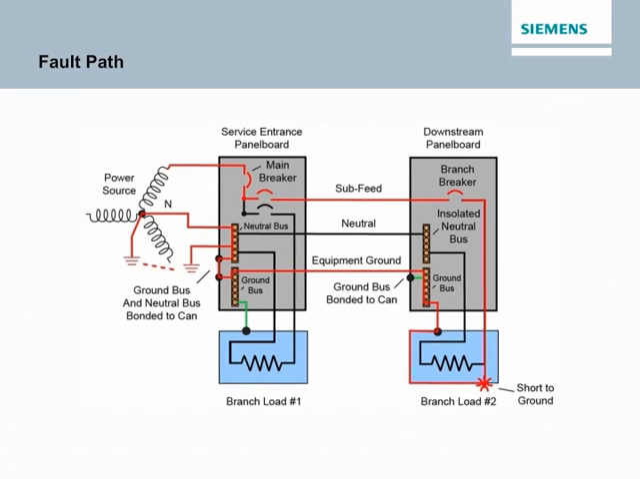In the accompanying illustration, branch load number 2 has become shorted to its metal enclosure. Fault current is returned to the source through the path indicated. With a properly coordinated system, the branch circuit breaker in the downstream panel board will open, removing the load from the power source.